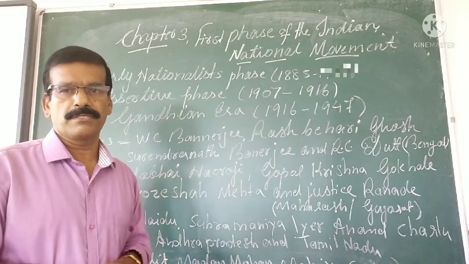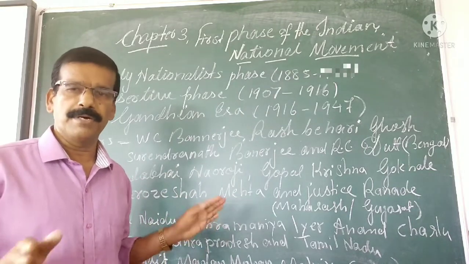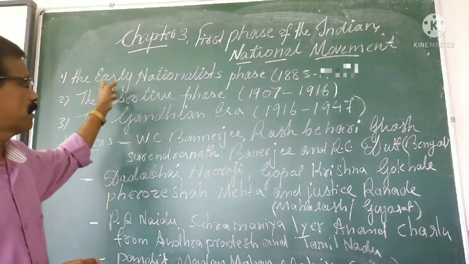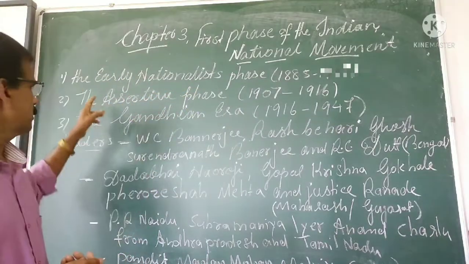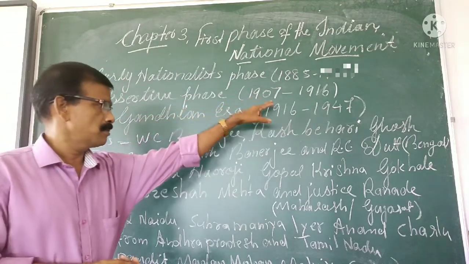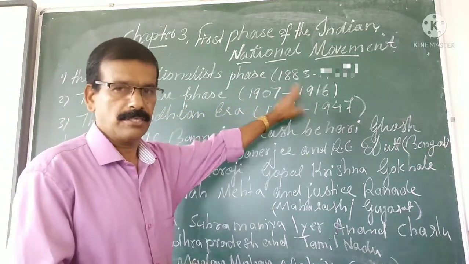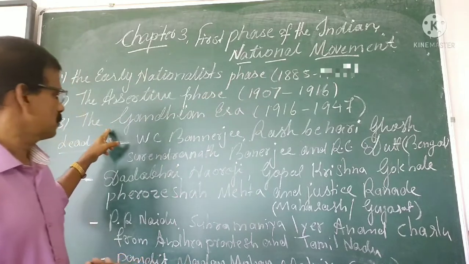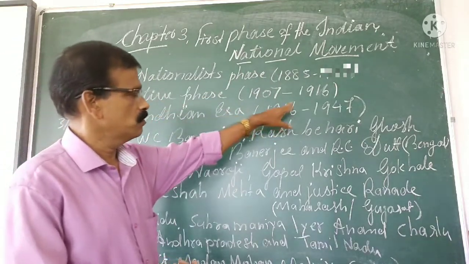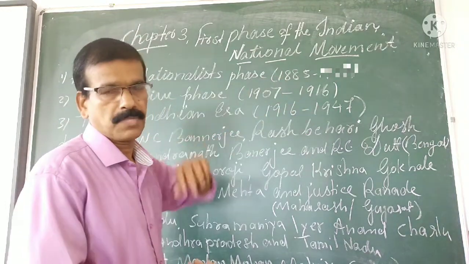Indian national movement can be divided into three categories. They are the early nationalist phase, and the second phase is the assertive phase, that is 1907 to 1916, and the third phase is known as the Gandhian era. It is 1916 to 1947.